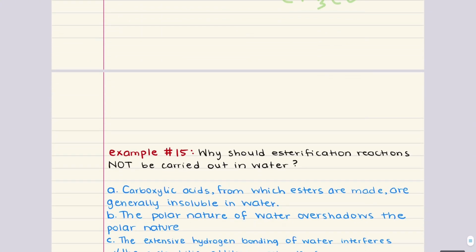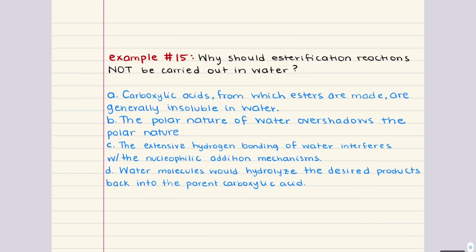With that, we move into our last and final problem for this video. Problem 15 says, why should esterification reactions not be carried out in water? Answer choice A says carboxylic acids, from which esters are made, are generally insoluble in water. B says the polar nature of the water overshadows the polar nature of the leaving group. C says the extensive hydrogen bonding of water interferes with the nucleophilic addition mechanisms. And D says water molecules would hydrolyze the desired products back into the parent carboxylic acid.